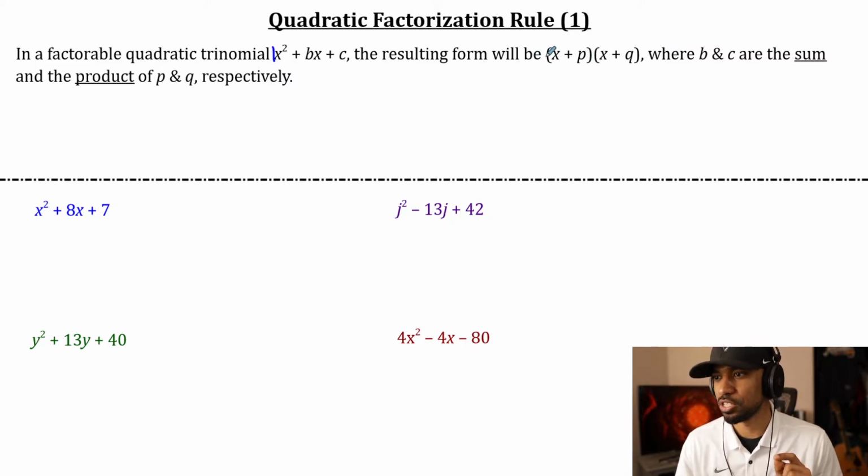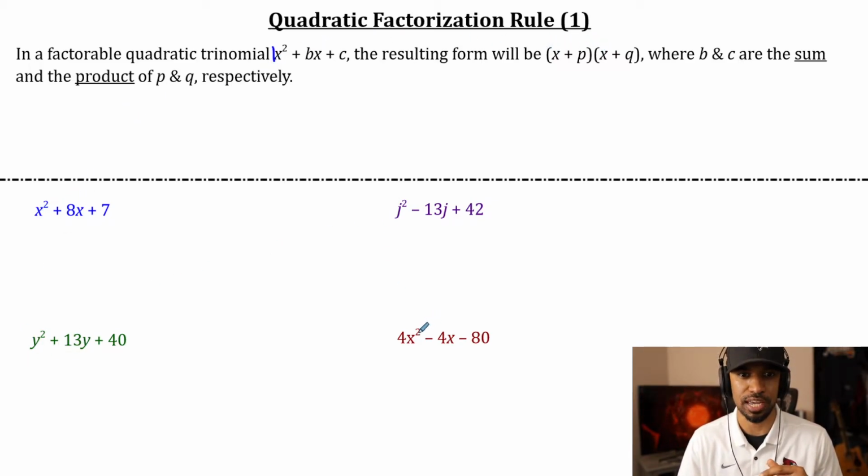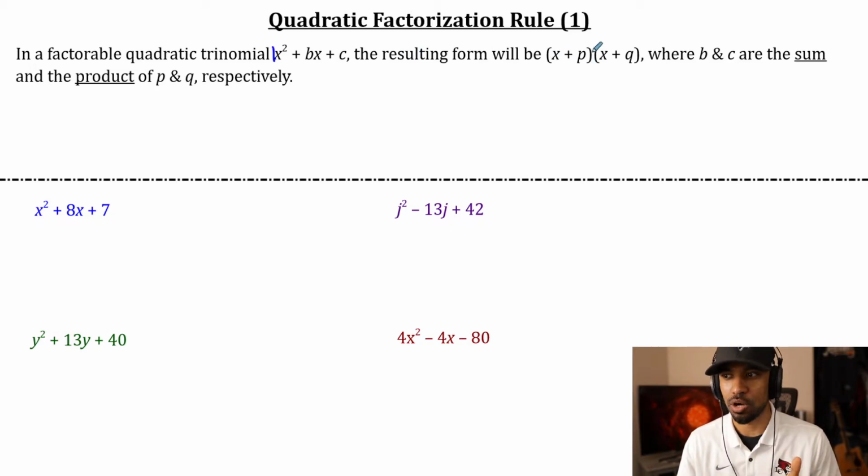So, what's the next stuff here? We're going to make it factor and look like this. We're going to have the letters x here, literally, or whatever variable we have. Here you see x's, here you see y's, and j's, and x's again. So whatever your variables are will end up right here. P and q are actually going to be numbers.